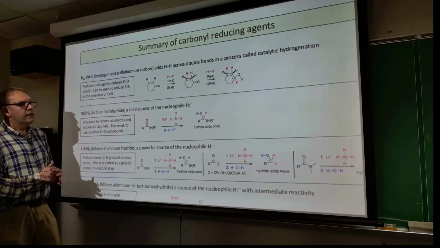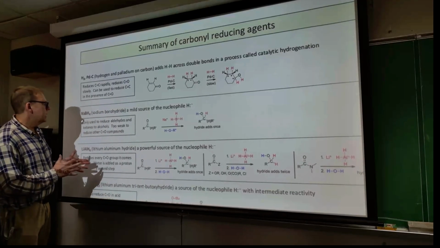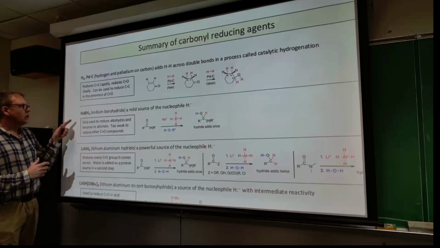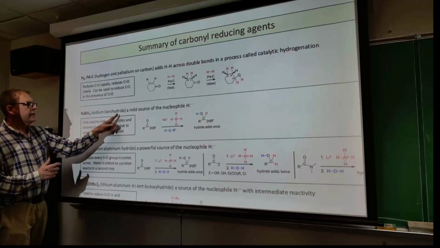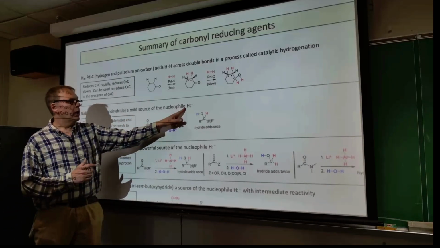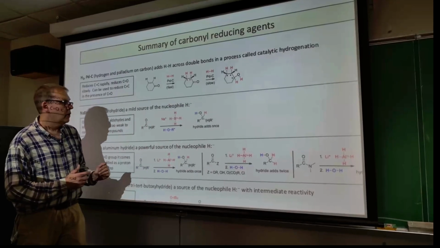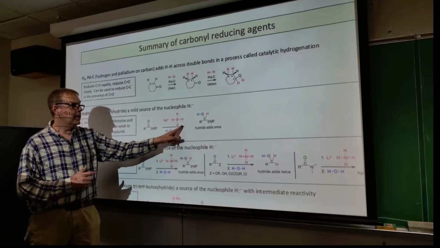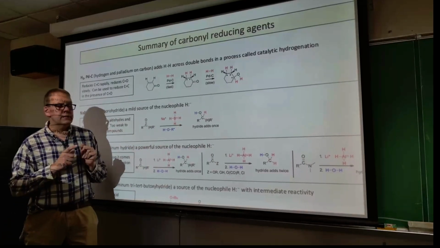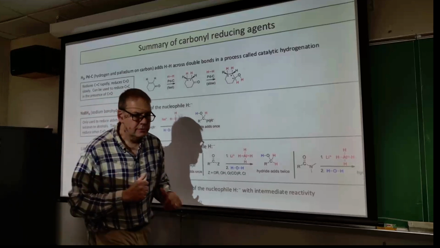All right, the next one we're going to look at is using a reagent called sodium borohydride, NaBH4. That is a mild source of the nucleophile H-. So I want to talk about this reagent, which I've shown here in red, over there on the board. We're going to talk about it, and then we're going to come back here.